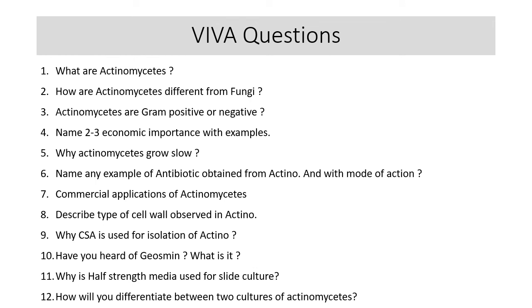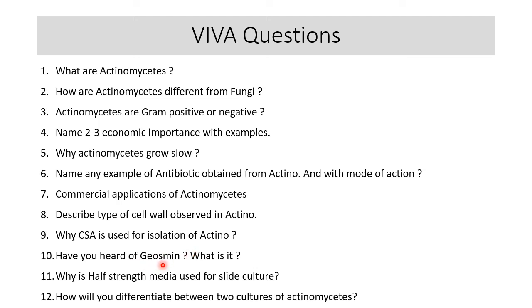Now about the Viva exam. In the Viva exam on this topic, you may get any of these questions. First, what are actinomycetes? Then how are they different from fungi? Are they gram positive or gram negative? Mention 2 or 3 economic importances with examples. Why do actinomycetes grow slowly? Name examples of antibiotics obtained from actinomycetes, with their mode of action. You need to explain the mode of action as well. Then commercial applications of actinomycetes, then describe the type of cell wall observed in actinomycetes, then why CSA is used for isolation. I have covered this in this video, and the answer is given.